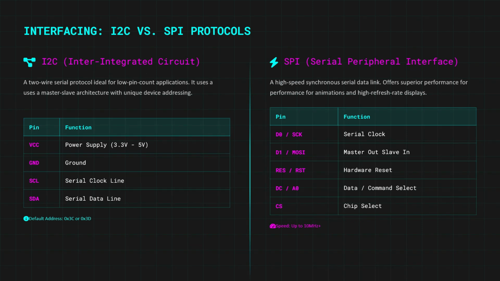Next, we examine the communication interfaces used by OLED displays, specifically I2C and SPI protocols. The I2C protocol is a two-wire communication interface that uses a master-slave architecture. It requires only two lines, the serial data line or SDA, and the serial clock line or SCL. Because it uses very few pins, I2C is ideal for microcontrollers with limited GPIO pins.